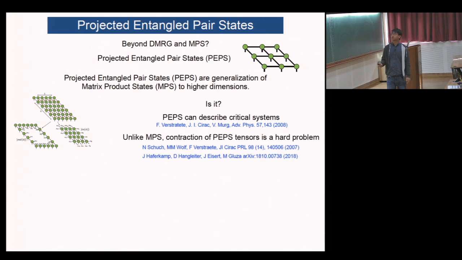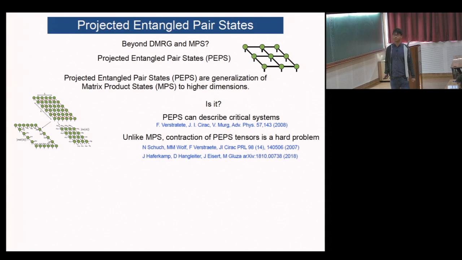And not only that, unlike matrix product state, contraction of PEPS is a hard problem. What I mean is that, let's say you have your quantum many-body state represented as a PEPS, but that's not enough. You want to be able to compute observables out of that. And for this, you need to contract these tensors at some point. This is known to be a very hard problem. So you cannot contract a PEPS efficiently and exactly. It's a very hard problem, actually.